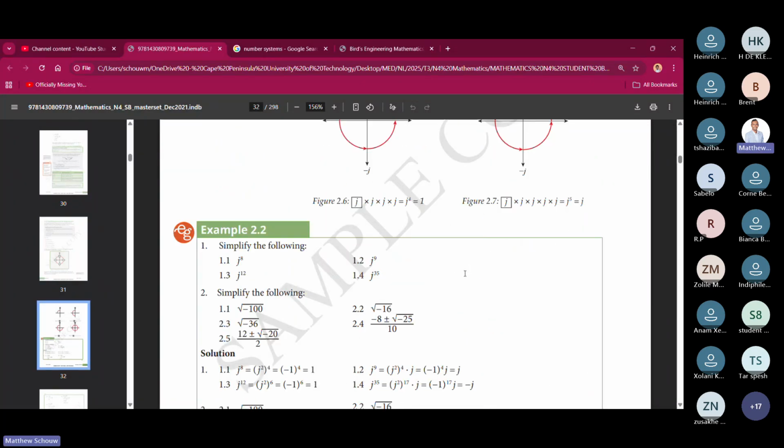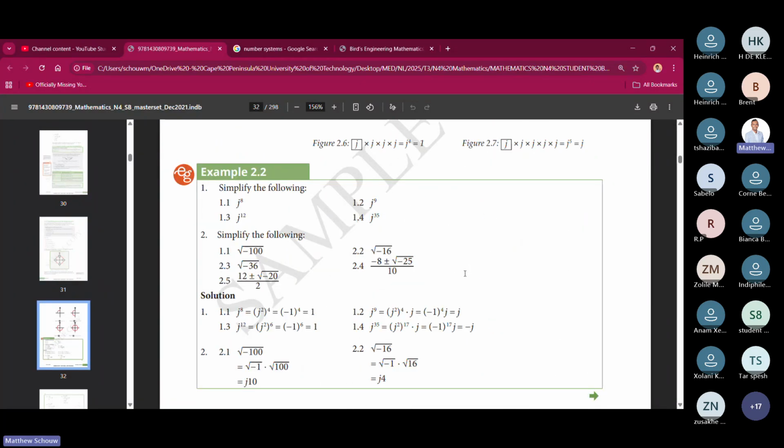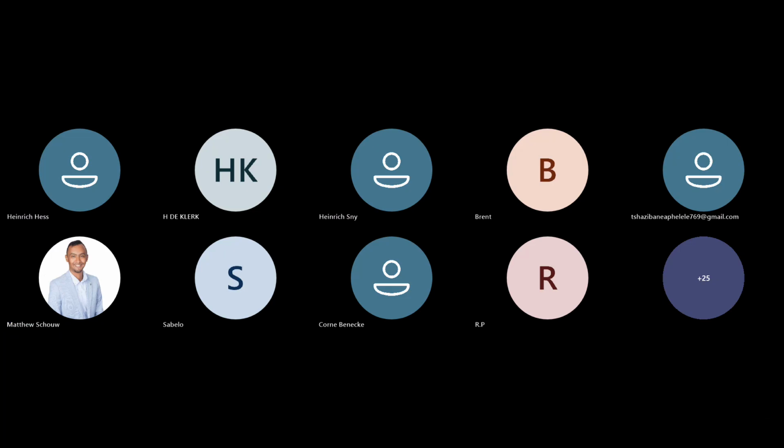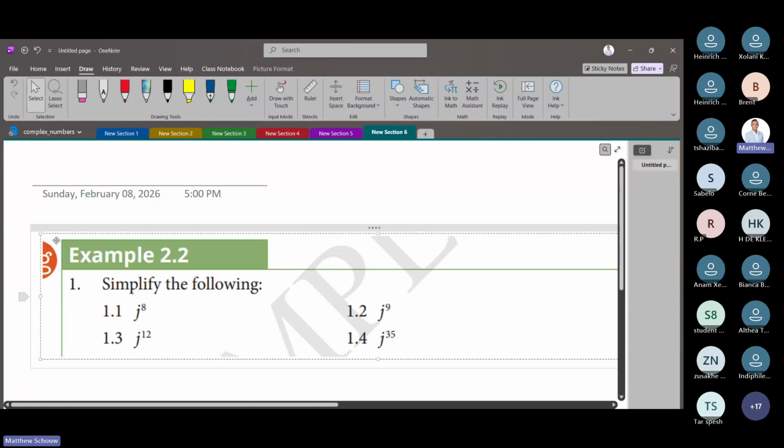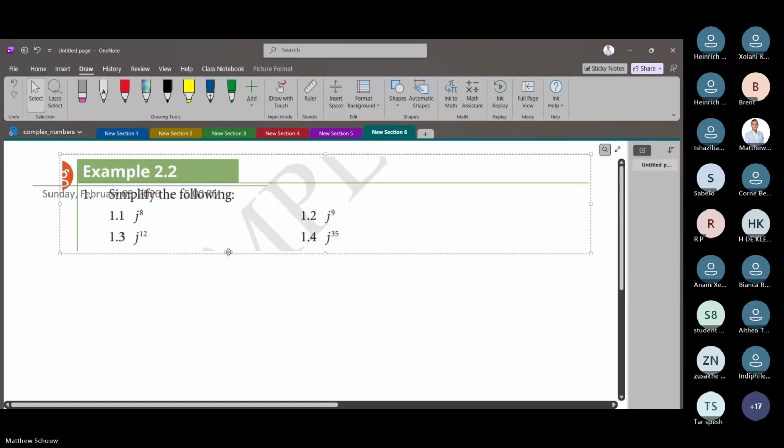I just want to come to these problems over here. Once we do these ones, then we're basically done. Just these powers of J. So I'll just go back there. I do see it up here in the question papers as well. So yeah, it's not tough. You've just got to know what to do. So I'm placing it here. I'm assuming you can see my OneNote.